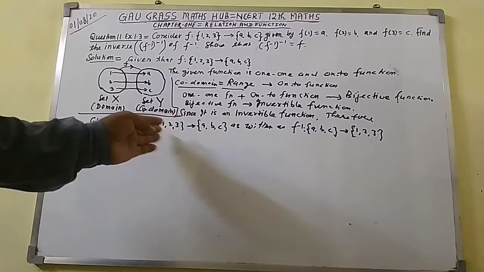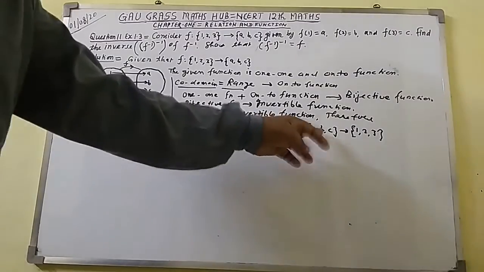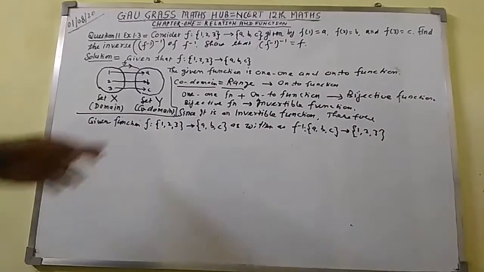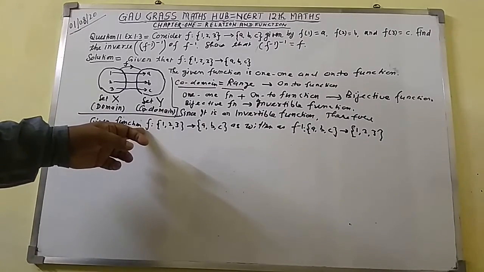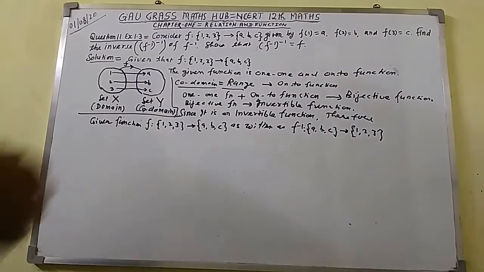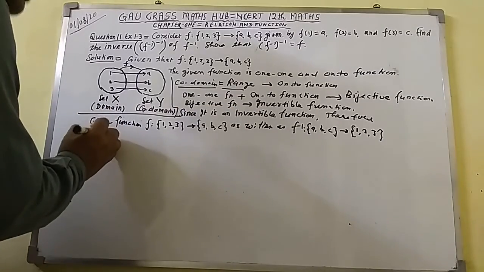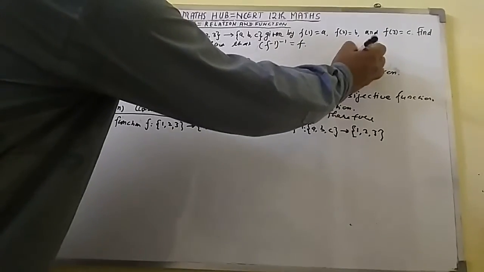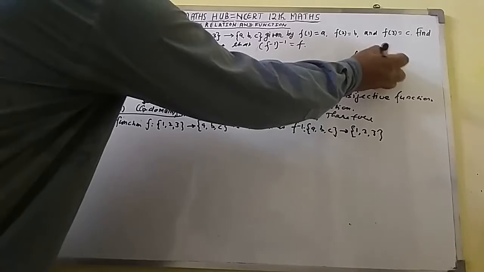So in place of 1, 2, 3, I have written A, B, C. In place of A, B, C, I have written 1, 2, 3. So the inverse of F will be F inverse. Here it can be written, implying that F inverse equals G. You know the formula. F inverse equals G.